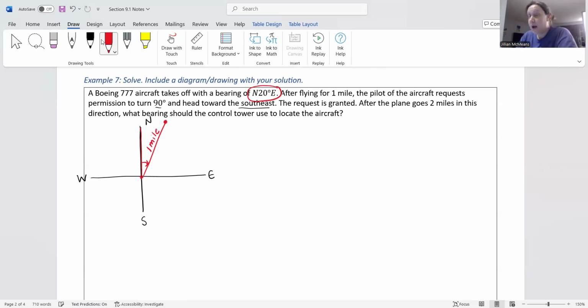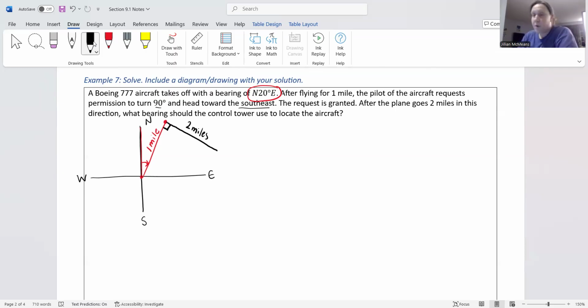Okay. Now, after a mile, the pilot requests permission to turn 90 degrees and head towards the southeast. Well, the southeast is going to be down and to the right, okay? So they're going to make an exactly 90-degree turn and head southeast. So pretend that's exactly a 90-degree turn, okay? So they turn 90 degrees, they head southeast, and they do this for 2 miles, okay? This is most definitely not drawn to scale, pretend.